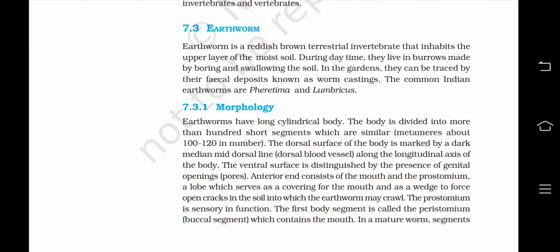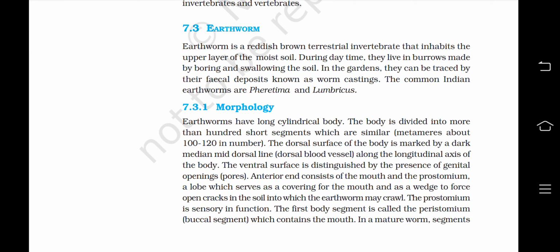This is the third part of chapter 7, Structural Organization in Animals, and we are starting off with the earthworm. Earthworm is a reddish brown terrestrial invertebrate that inhabits the upper layer of the moist soil.